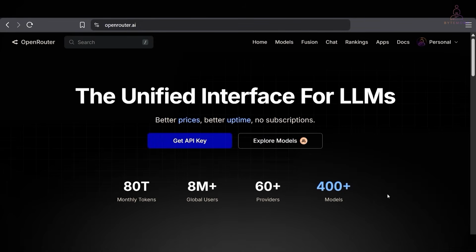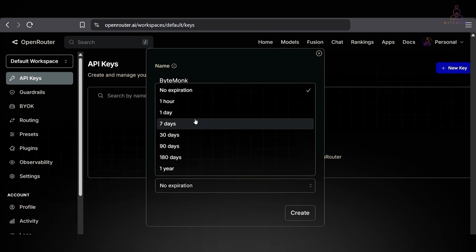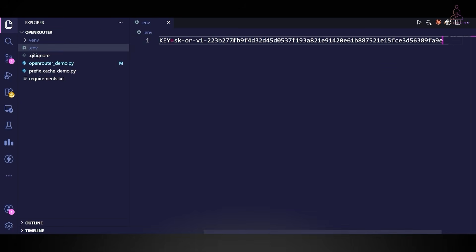Before we run anything, we need to get set up. Go to openrouter.ai and hit Get API Key. Set an expiration date, copy the key, and drop it into your .env file. That is the whole thing.